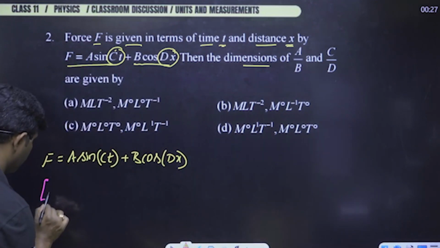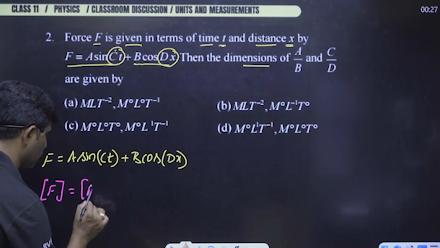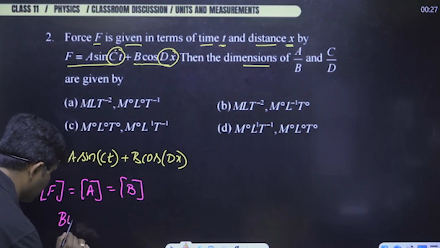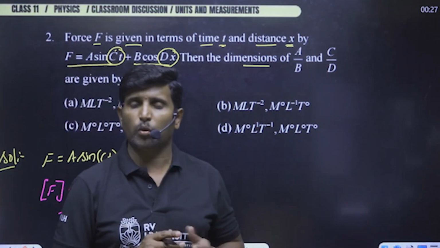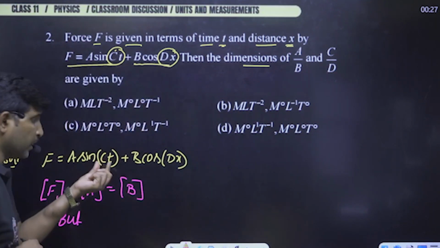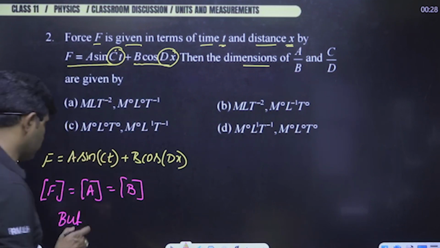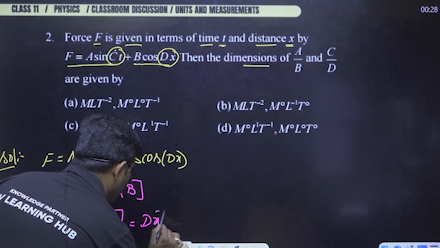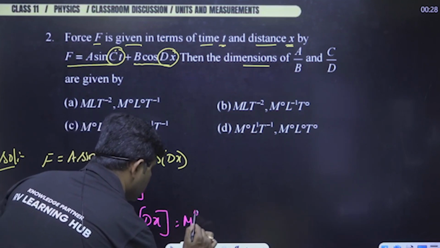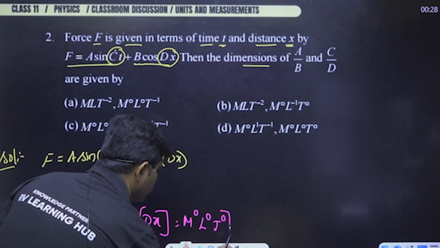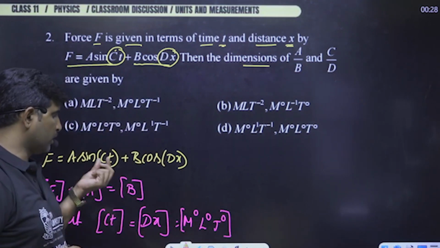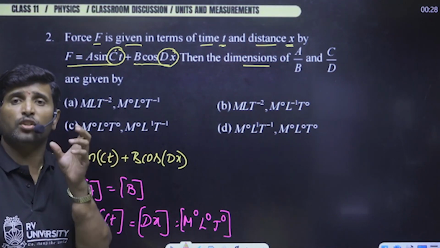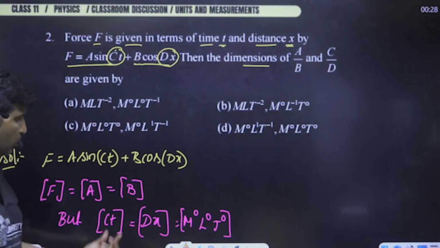Then find the dimensions of a by b and c by d. One thing should be very clear: the dimensions of force must be equal to the dimensions of A and the dimensions of B. Please remember that whatever quantity is in the argument of a trigonometric function, that is c into t and d into x, is a dimensionless quantity. These are the points we have to keep in mind.